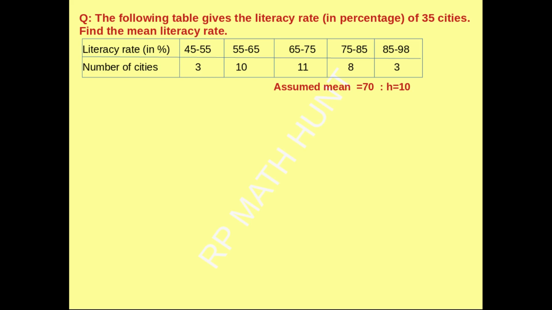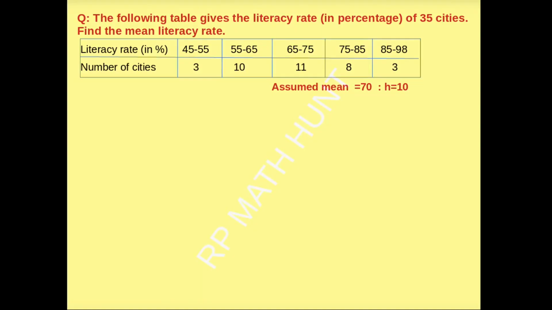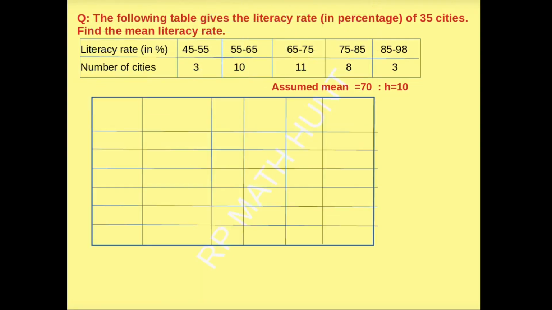The following table gives the literacy rate in percentage of 35 cities. Find the mean literacy rate. Literacy rate in percentages: 45 to 55, 55 to 65, 65 to 75, 75 to 85, 85 to 95. Number of cities: 3, 10, 11, 8, 3. Now here, assumed mean is 70 and height of the class interval is 10.